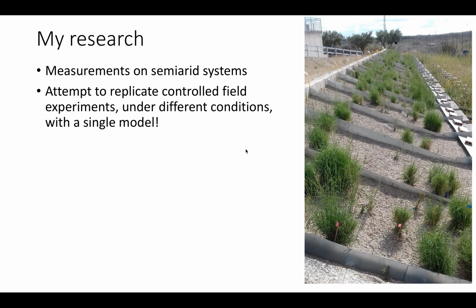So my current research is about measurements on semi-arid systems, so dry lands where we get vegetation, and vegetation tends to form patches, and vegetation sticks together basically to survive. And we want to try if we can replicate this very controlled field experiment you see in the picture, where each patch has slightly different conditions under which it operates. And we want to build a single model to simulate all these different patches in as simple a way as possible.